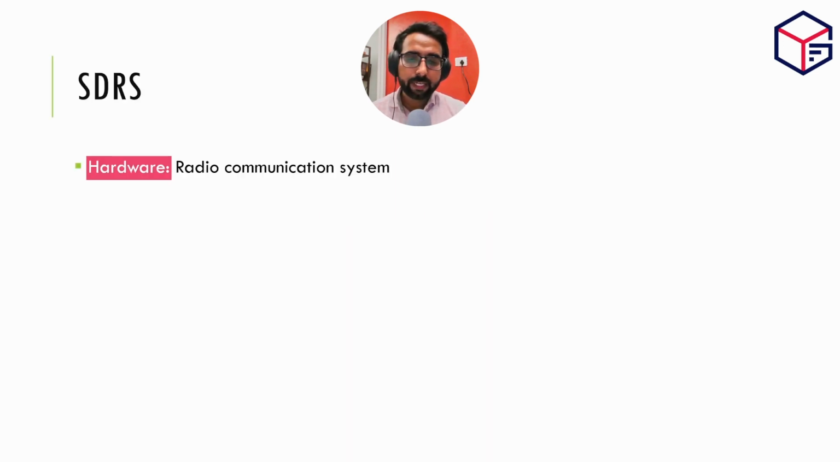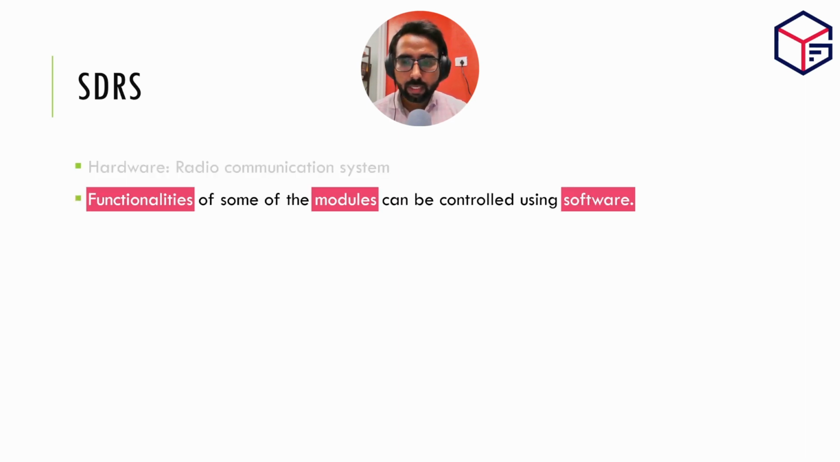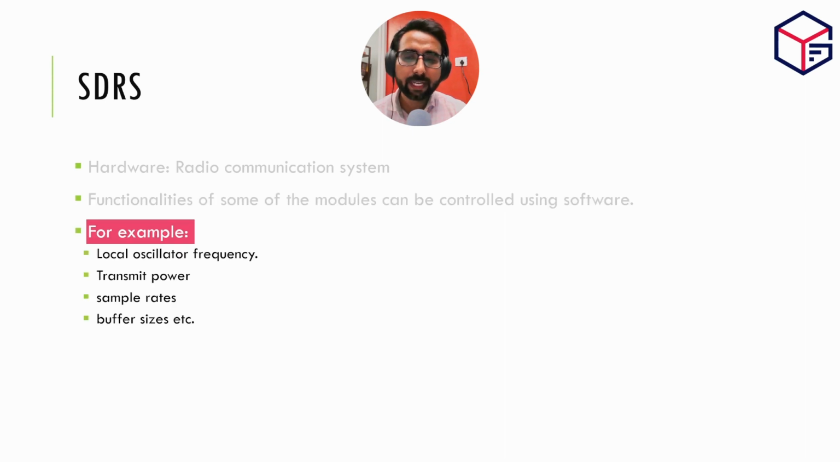So software-defined radios are nothing but radio communication systems that are used for transmitting data from one device and then receive the data on the other device. The important question we have is how are they different from the traditional hardwired radios? So this is the answer. So a software-defined radio is a hardware where the functionality of some of the modules can be controlled using a software part. So what does that mean?